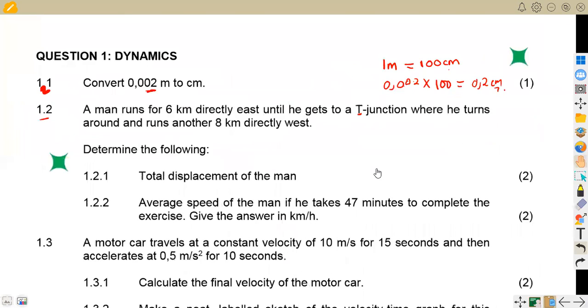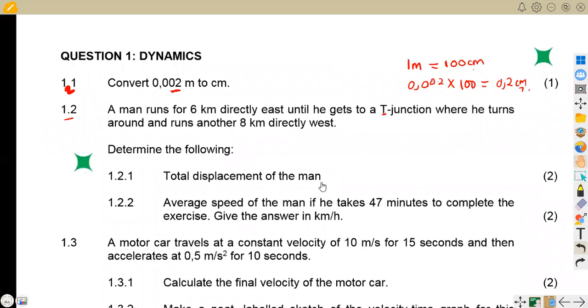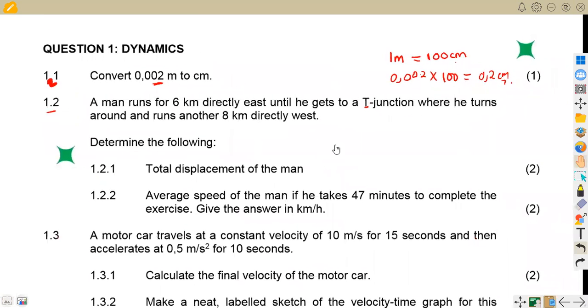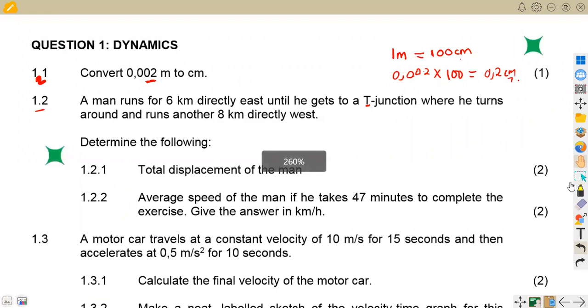Then take note, on 1.2.2, we are now given to find the average speed. Remember that speed is taken from the distance, not from displacement. If it was velocity, then you would use displacement. But in this case, it's average speed, which means you must work with distance. So don't be confused here. You are supposed to calculate the distance first.